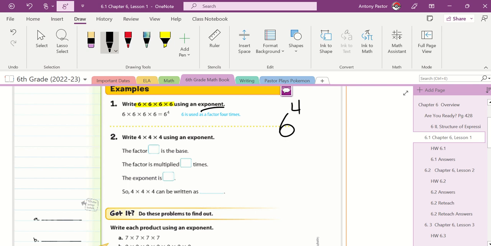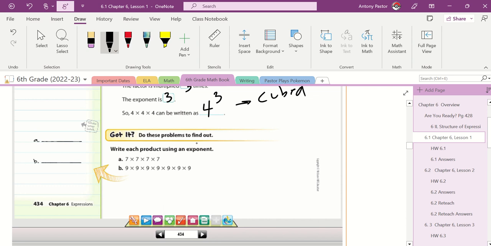The factor here in number 2 is 4. That's the base. The factor is multiplied by itself 1, 2, 3 times. So the exponent is 3. It can be written as 4 to the power of 3, or as we learned earlier, if it's to the power of 3, it's cubed.